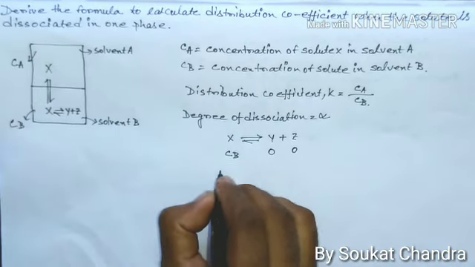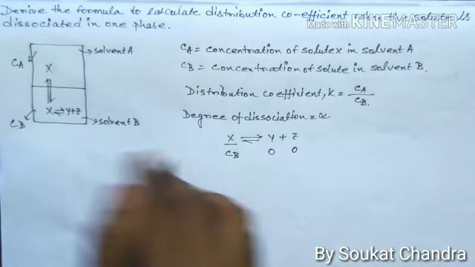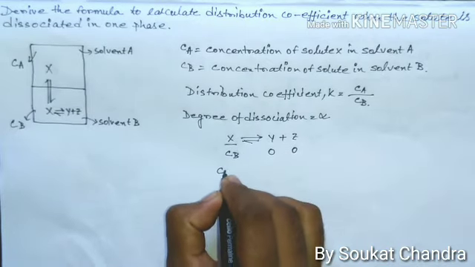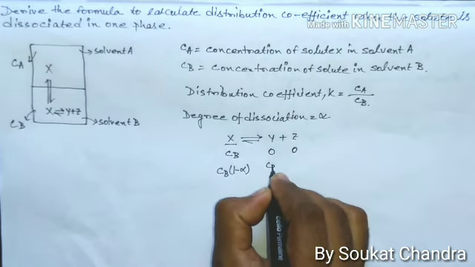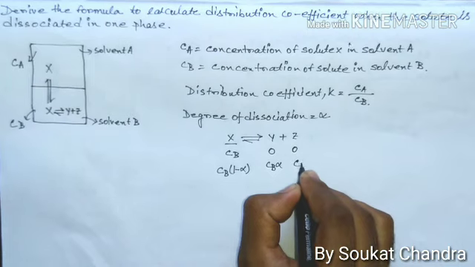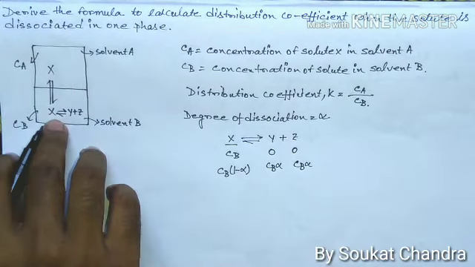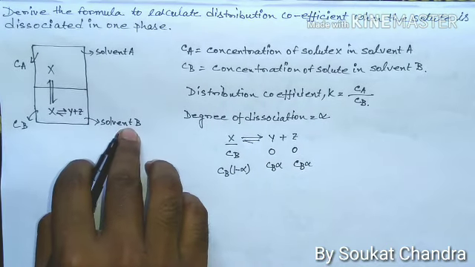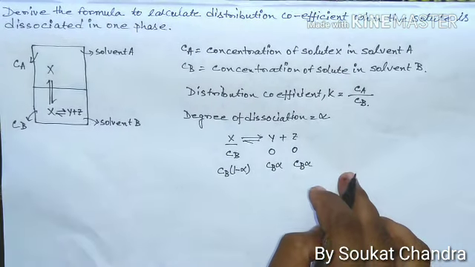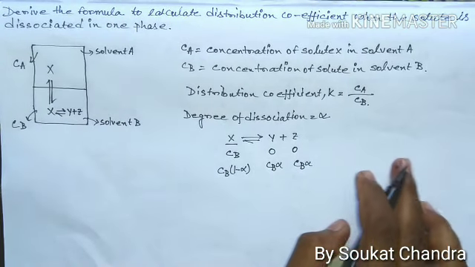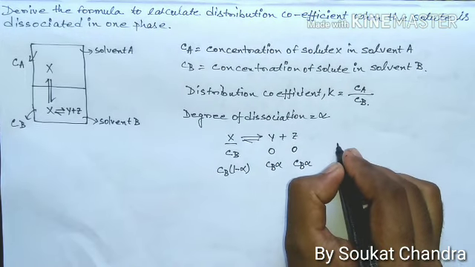After the equilibrium is reached, the concentration of X in the solvent B is Cb(1 minus alpha), and for Y and Z, both are Cb alpha. Cb is the total concentration of X in the solvent B. In that case, the ratio of the undissociated species in the solvents is constant.